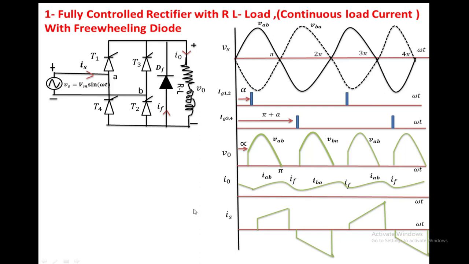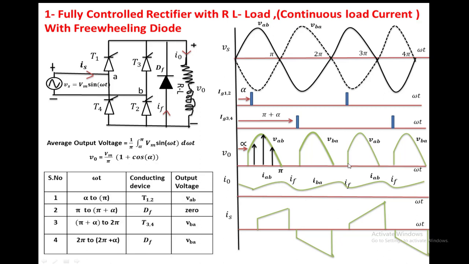To find the average output voltage, from 0 to pi, the same waveform is repeating. So now the base length becomes pi. Now I have to find out the area under this curve: 1 by pi integral alpha to pi Vm sin omega t d omega t. If we complete this integration, we get Vm by pi times (1 plus cos alpha).